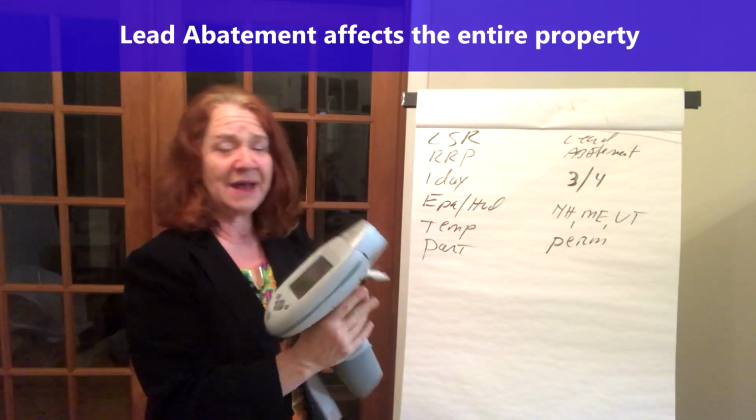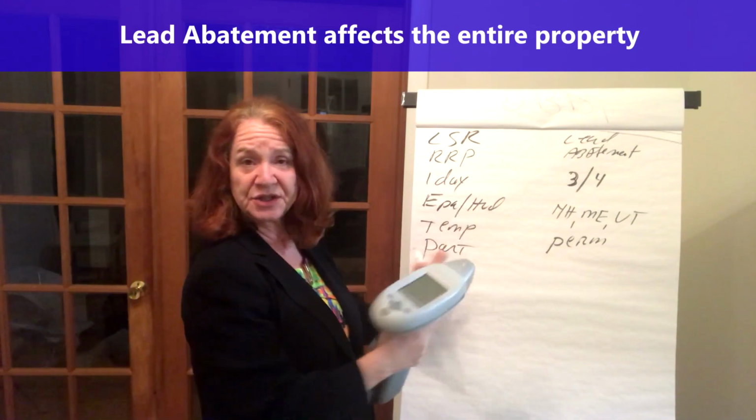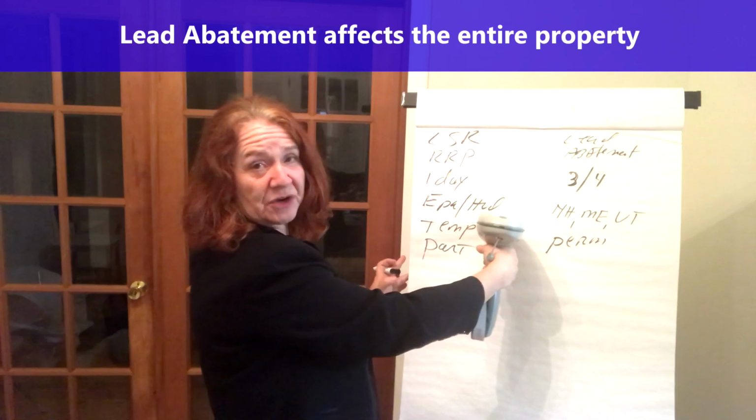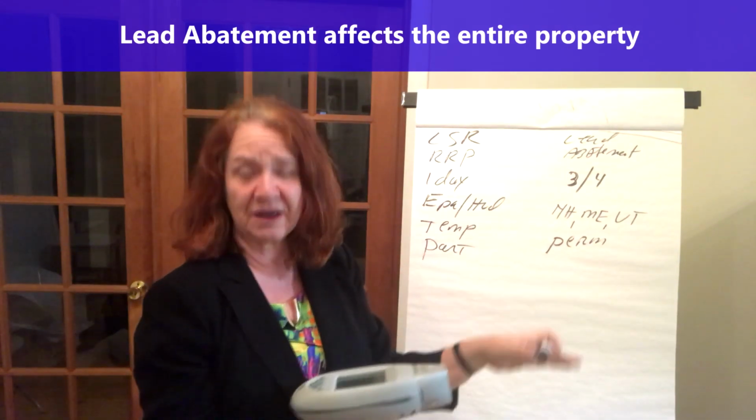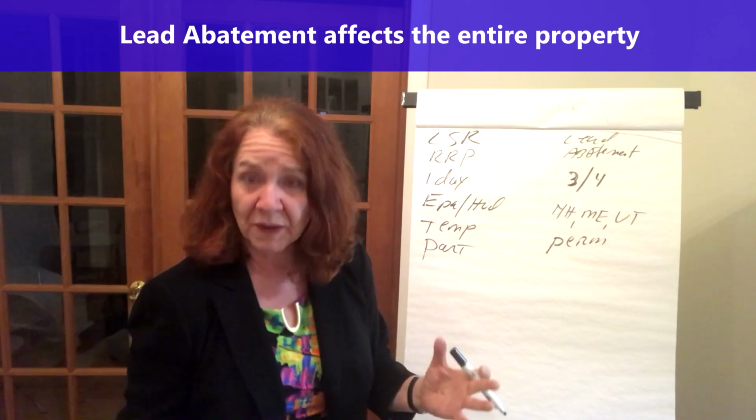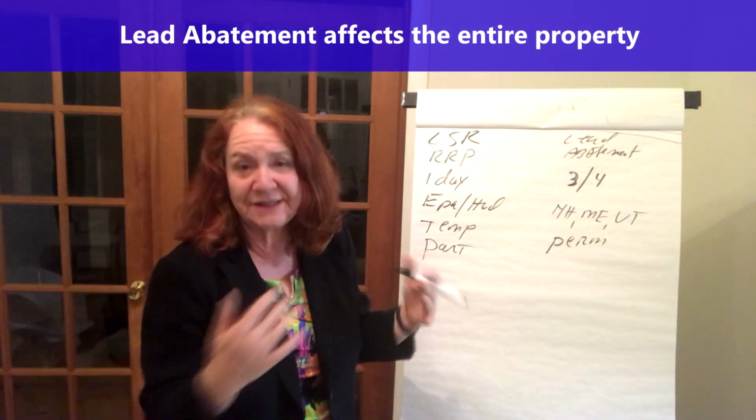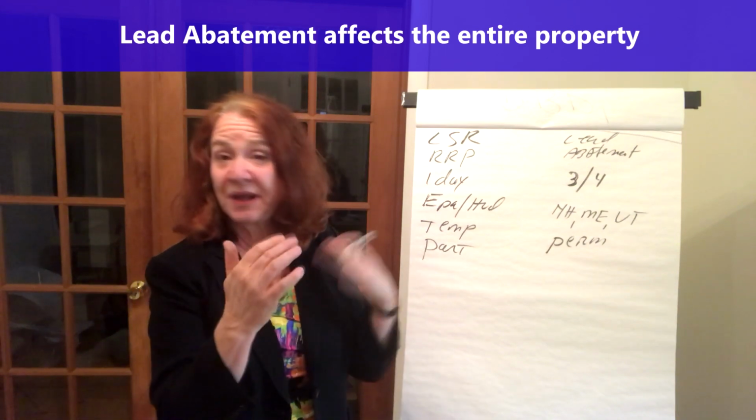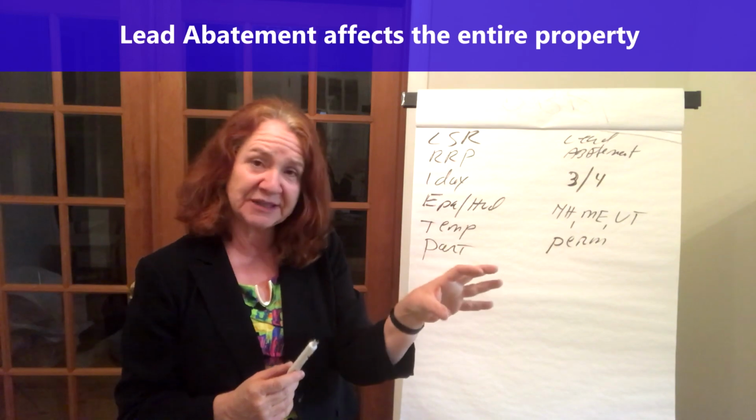XRF. And that means it has a radioactive isotope, it shoots X-rays into the woodwork. When I pull the trigger and shoot it, I get a reading on my screen. It tells me how much lead and how deep. And I write a report. And that report might be 80 lines to one page because I'm shooting every component. And by that I mean every piece of the painted surfaces.